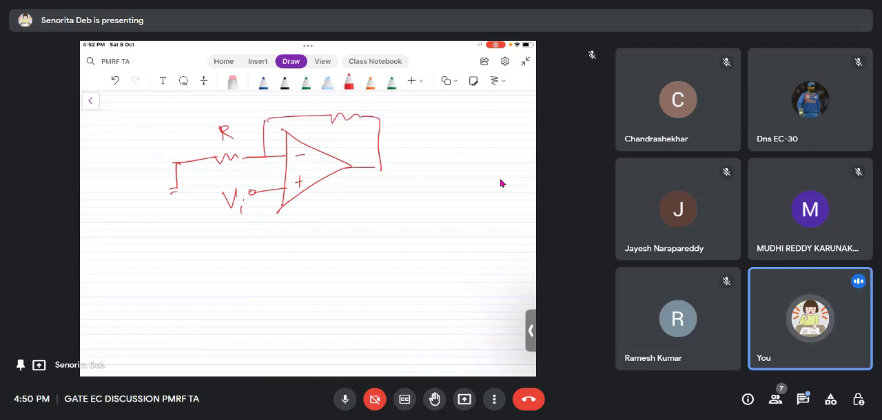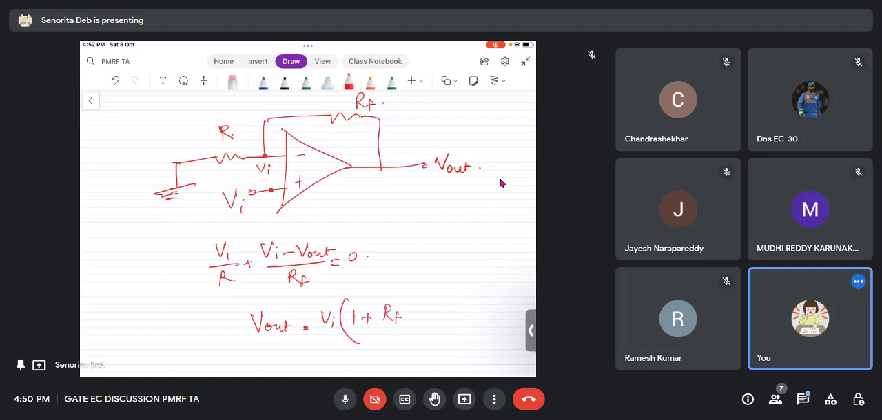So this is a non-inverting configuration. In this, from the virtual ground concept, if the positive node is Vi, then the negative node will also be Vi, and then you apply KCL. So Vi by R plus (Vi minus V out) by Rf is equal to 0, and if you solve this you will get V out equal to Vi into (1 plus Rf by R).